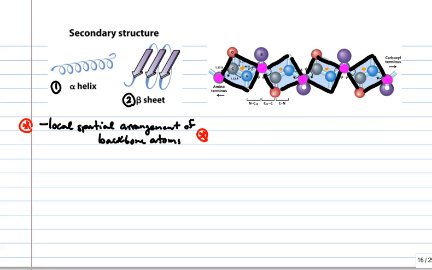So, the first type of secondary structure is called an alpha helix, and it is a coil. The backbone coils, and the side chains will come off of the coil. Okay? Well, if we look at this, let's see if I can draw this.